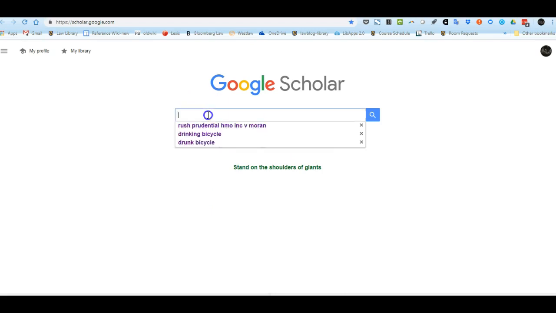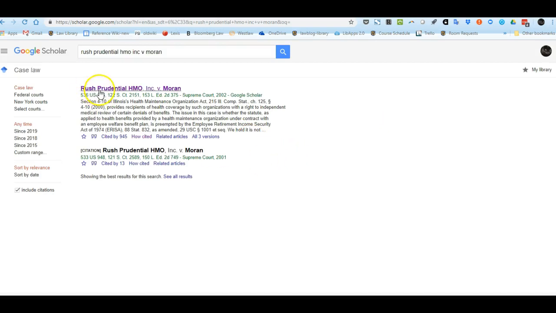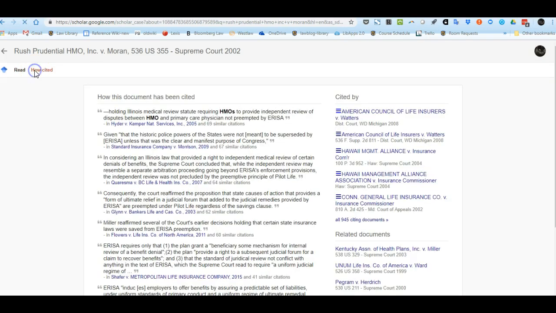Google Scholar is kind of interesting because it also has a citator. So if I pull up our Rush Prudential decision, you'll actually see how cited. This is different than any of the citators we've looked at so far because it doesn't tell you how the cases are treated. So I see all the cases that were cited by Rush Prudential, but I have no idea if they negatively spoke about Rush, positively, or just mentioned it. It's all the same. It's all cited. Kind of useful for research, but not very useful for validation.